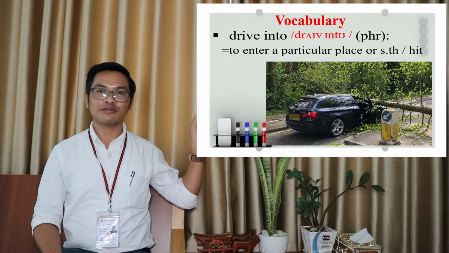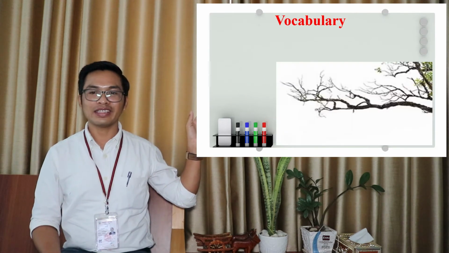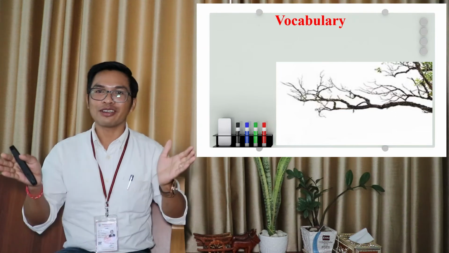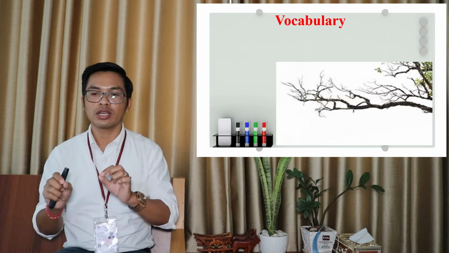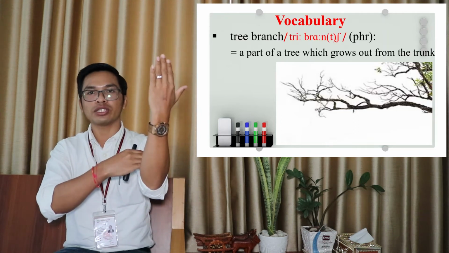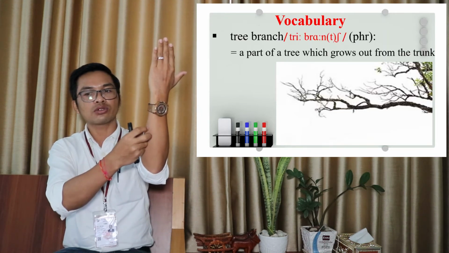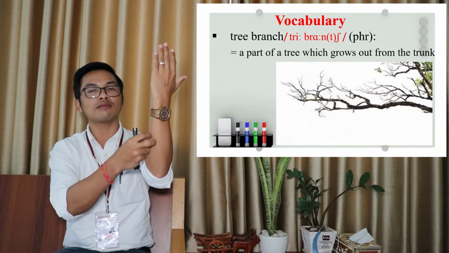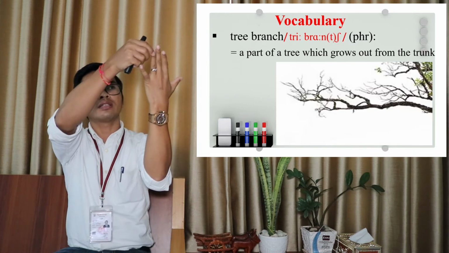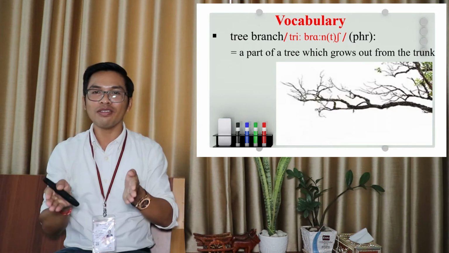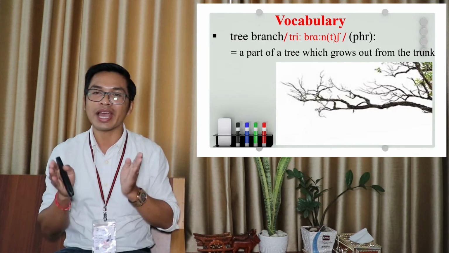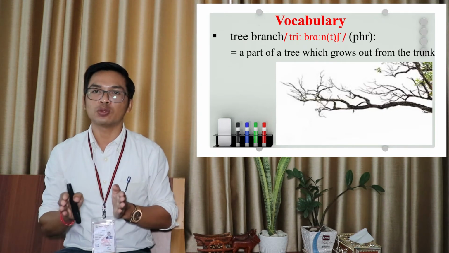And look at the 4th picture. You see the picture is a part of the tree. So what do we call it in English? We call it tree branch. It means it's a part of the tree. For example, this one is the trunk. You know the trunk of the tree. And this one is the tree branch. They grow from the trunk of the tree. So I think when you see the picture, you may understand the meanings of the words well.